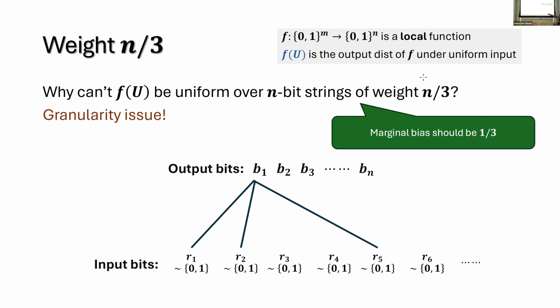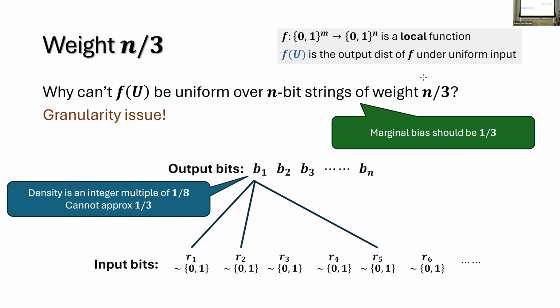So for example, assume this is one way to generate it, and we focus on B1. Say B1 depends on R1, R2, and R5. So there are 3 unbiased coins as input, and we do some local computation and output B1. Then the probability of B1 should be an integer multiple of 1/8, because we only depend on 3 input bits, and each one of them is half biased. And any integer multiple of 1/8 cannot approximate 1/3 very well. So even just looking at this individual bit B1, we already see it cannot exactly generate this distribution. And this can be boosted.